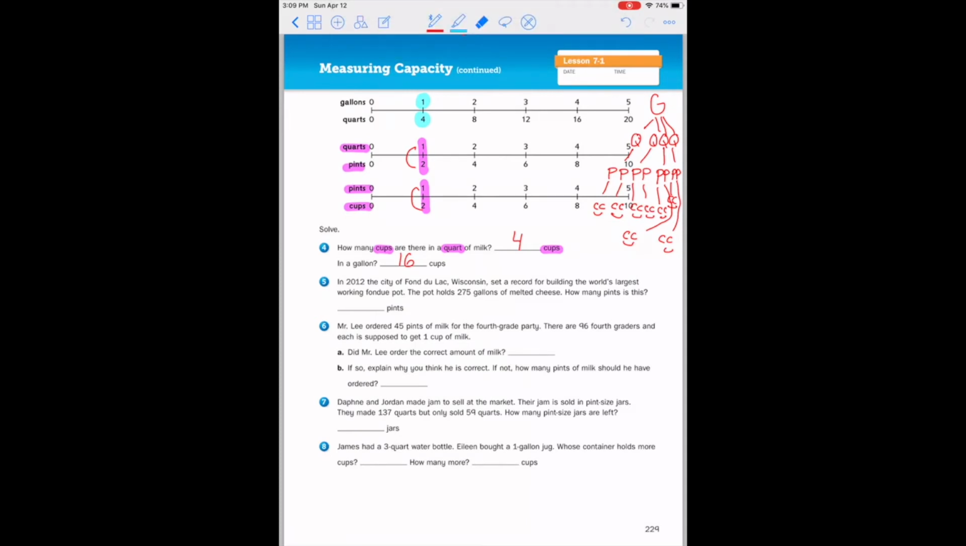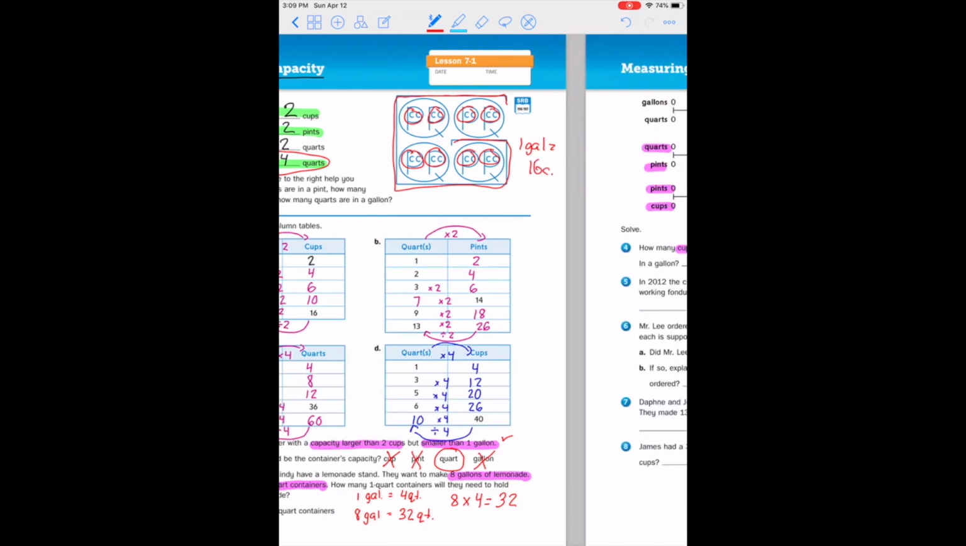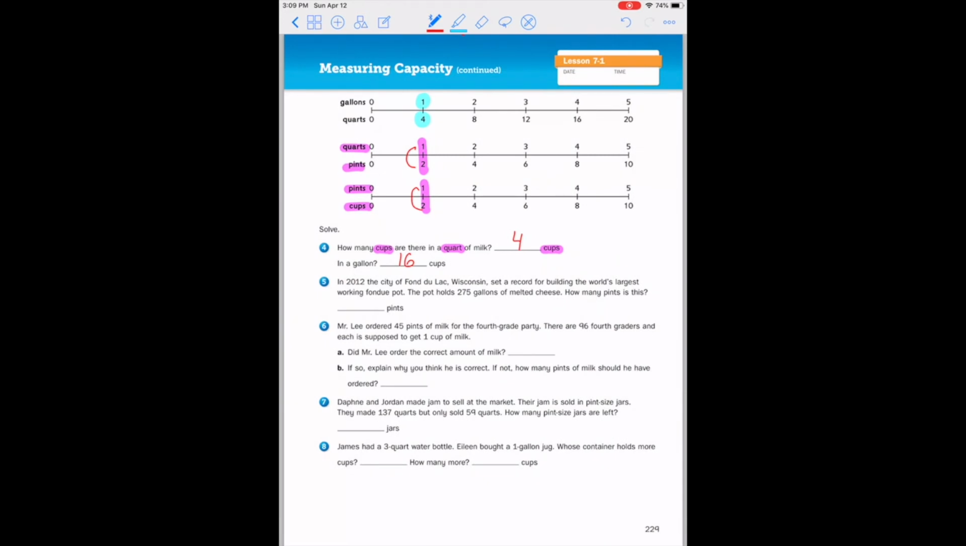Now, if I wanted to do that without drawing a picture, it's very helpful to look at this drawing instead, because you can see for every gallon, there is 2, 4, 6, 8, 10, 12, 14, 16 cups. So for every gallon, there's 16 cups. So you could do either way. Either way is helpful. All right, let's look at number 5.